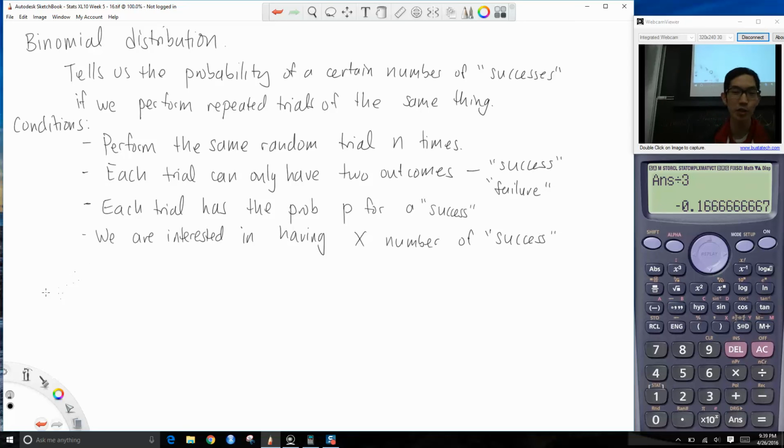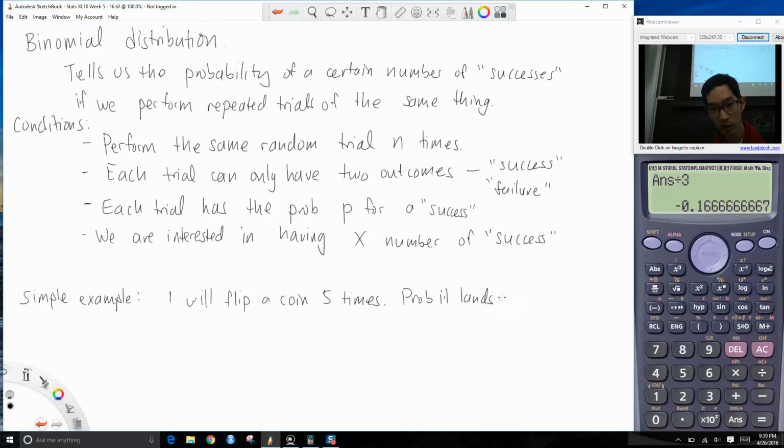So, a very simple example would be, I'm going to flip a coin 5 times, okay? So I will flip a coin 5 times. And we'll say the probability it lands heads on each flip is 0.5, and I'm going to ask, if I flip the coin 5 times, what's the probability it lands heads 4 times out of 5?